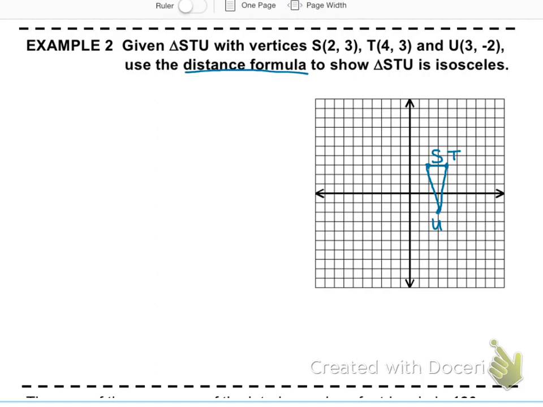Okay, if I'm looking at this, and because it's on a coordinate grid, I know it's drawn to scale, I can kind of get an idea of which two sides I think might be the congruent ones, possibly SU and TU. But let's go ahead and prove it right now using the distance formula. So for each of our points, we've got an X and a Y.